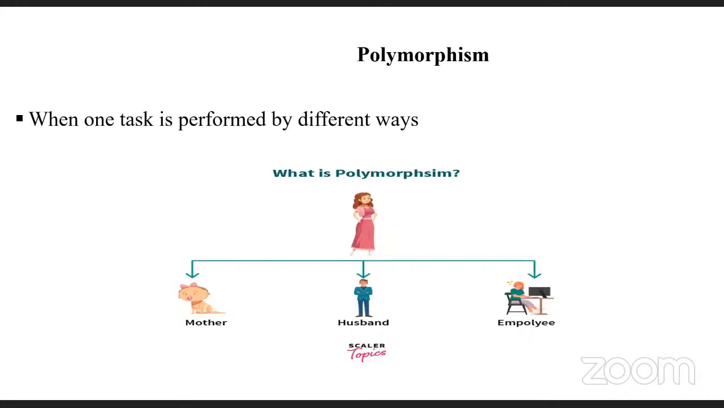Here is one example. A lady is one person, but she can become a mother, she can become a wife to a husband, she can work also. That is one thing, many forms. One lady can perform different tasks. That is called polymorphism.